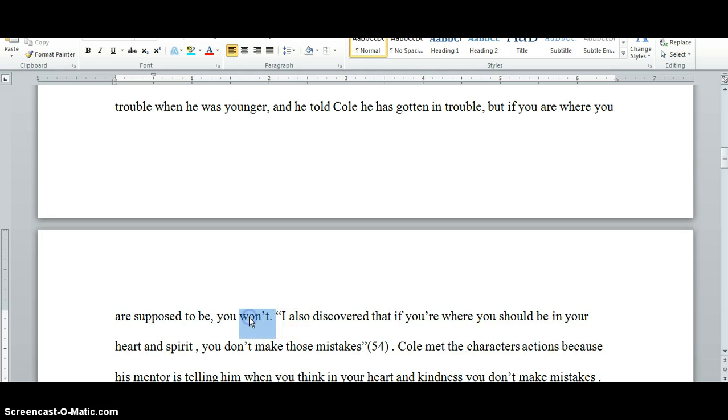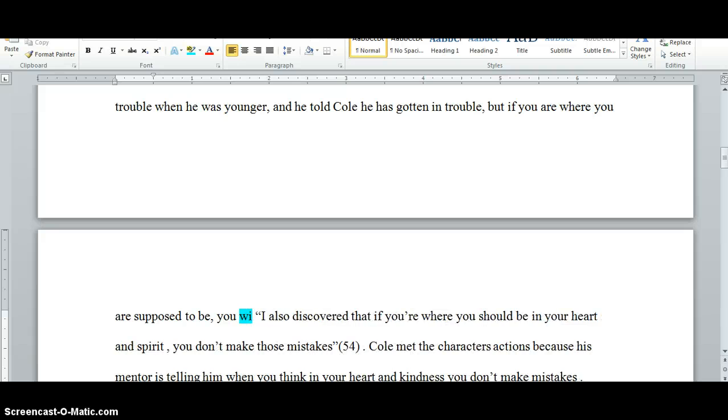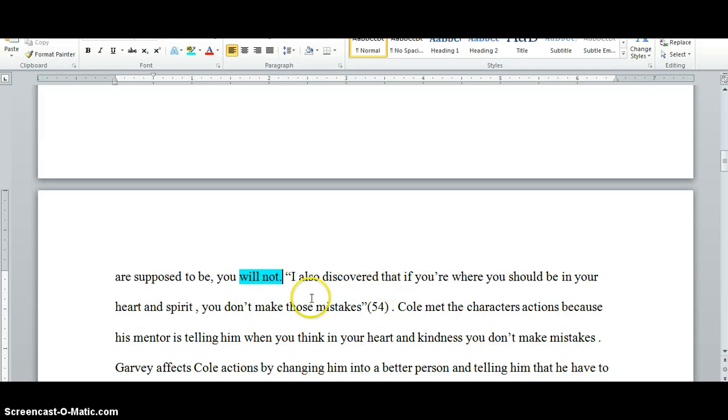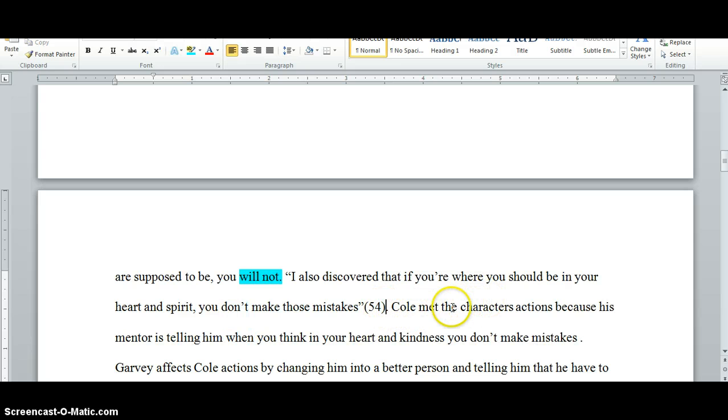Okay. Now know that this kind of stuff, this is called a contraction, and that's in your rubric. So what you need to change it to is you will not, as in you will not get in trouble. I also discovered that if you're where you should be in your heart and spirit, no extra space, you don't make those mistakes. So here is also a contraction, but it's allowed because it's in the quotation. Take out the space.